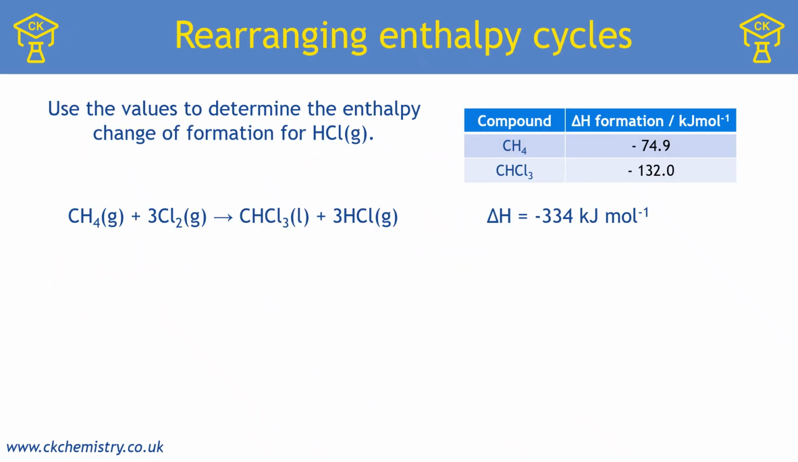Okay, now let's look at a slightly different one. The only thing that's different here is we're not finding the value of the reaction across the top because we've been given it here. So we know that this is equal to minus 334, and we're given two other values. And this time we're asked to find the enthalpy change of formation for HCl.